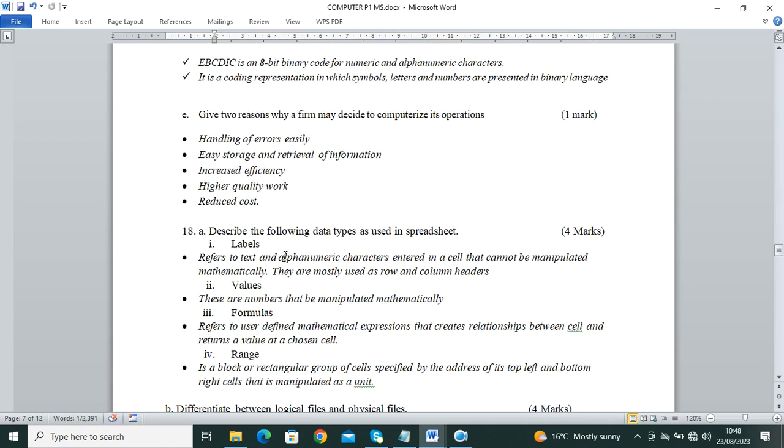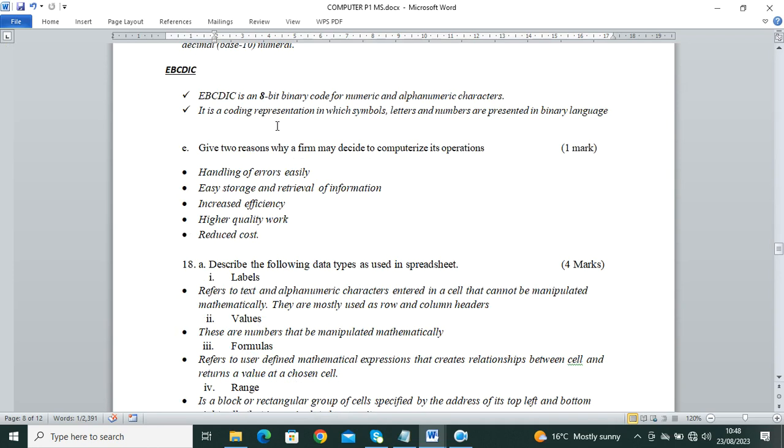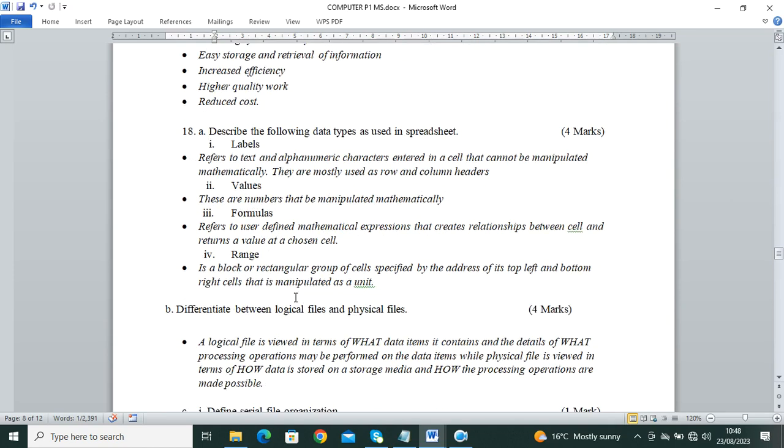EBCDIC is 8 bits. Then we have ASCII, which is not asked here. ASCII is 7 bits. Give 2 reasons why a firm may decide to computerize its operations. Number 1 is to reduce the cost. Higher quality work, increase the efficiency, easy storage and retrieval of information, and also handling of errors will be cheap.